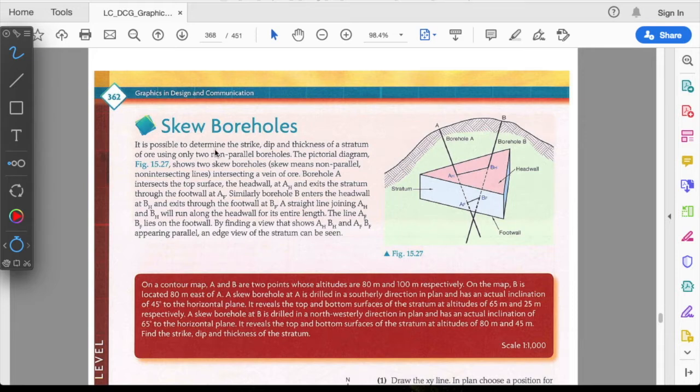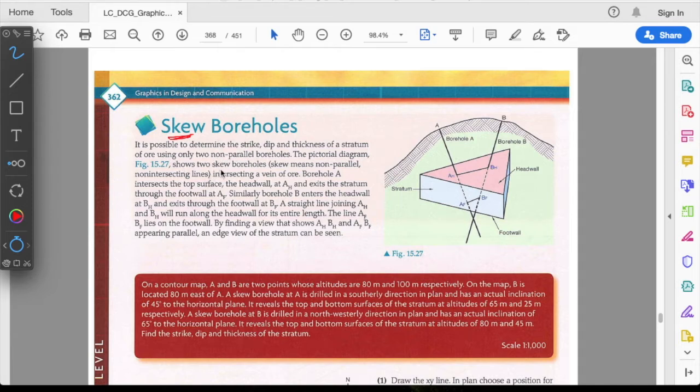Okay. And the reason that they're called skew boreholes is skew just means that they're anything but vertical. Okay, so you have vertical boreholes which are just straight down, and then you have skew boreholes which are at any other angle to vertical. So vertical boreholes and skew ones.